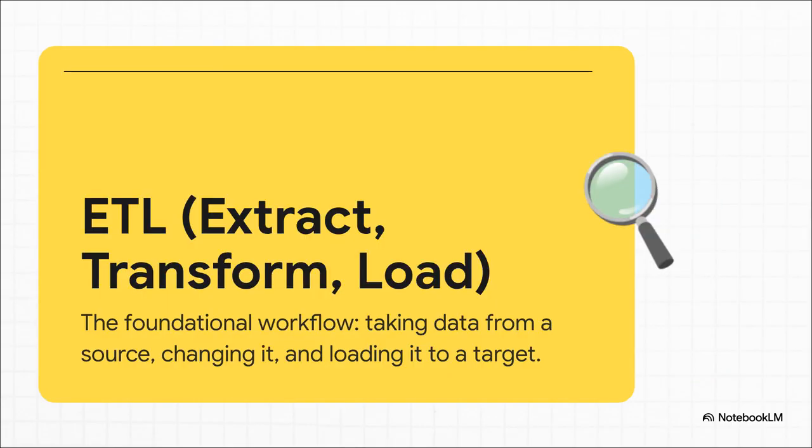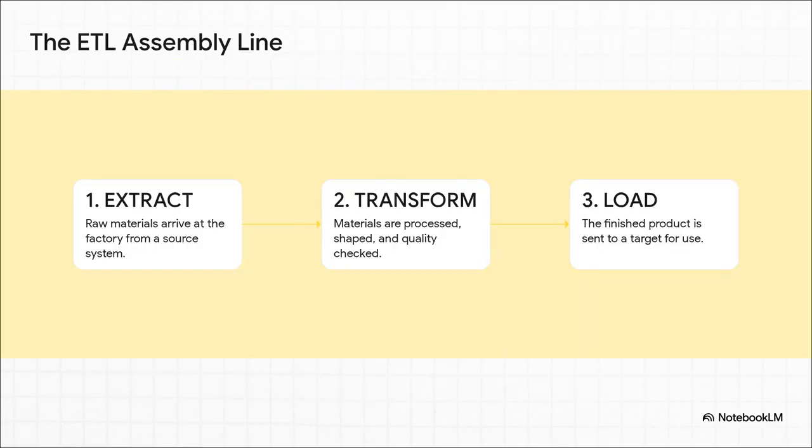And this whole factory process has a formal name in the industry: ETL. It stands for extract, transform, and load. This is a huge concept in data engineering. It's basically the blueprint for the assembly line we've been talking about. So let's connect the dots here.